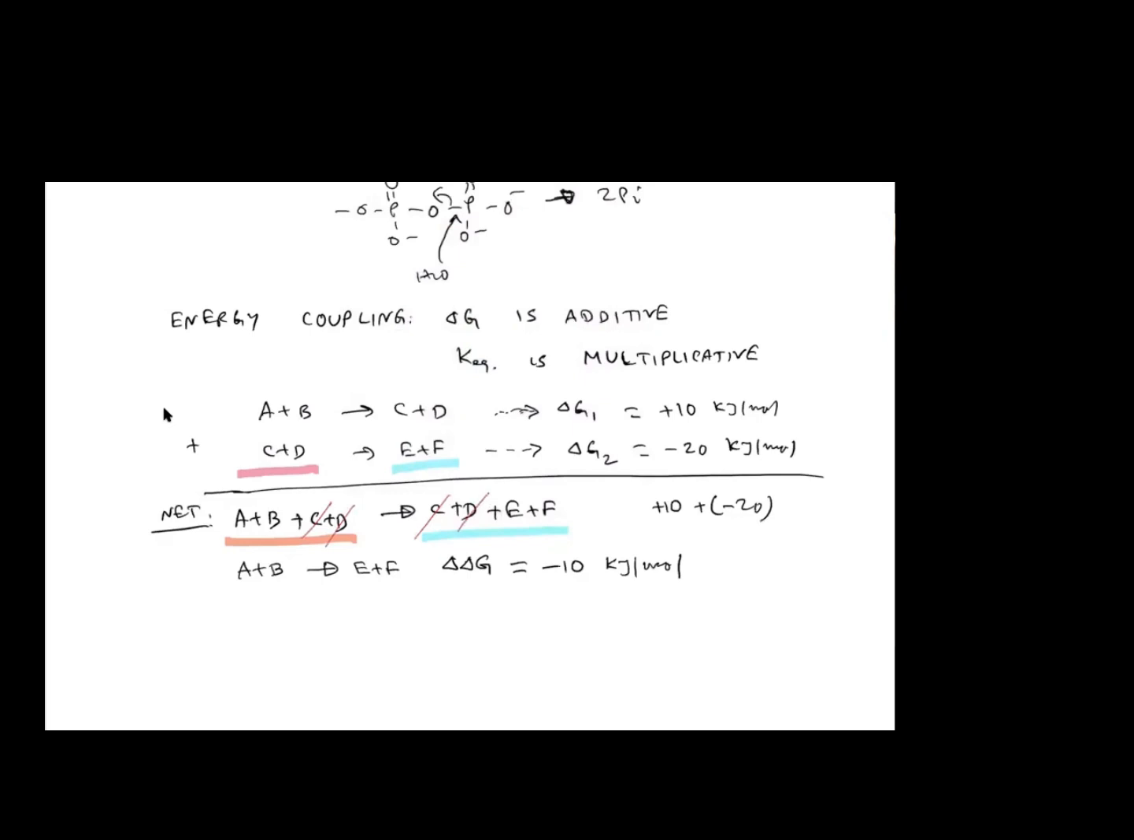So the thing to keep in mind here is that this first reaction by itself is endergonic. The second reaction by itself is exergonic, okay? But when you couple these two, then overall the reaction becomes exergonic. Right? So that's the energy coupling concept. This is how we do energy coupling, to make endergonic processes exergonic by energy coupling.